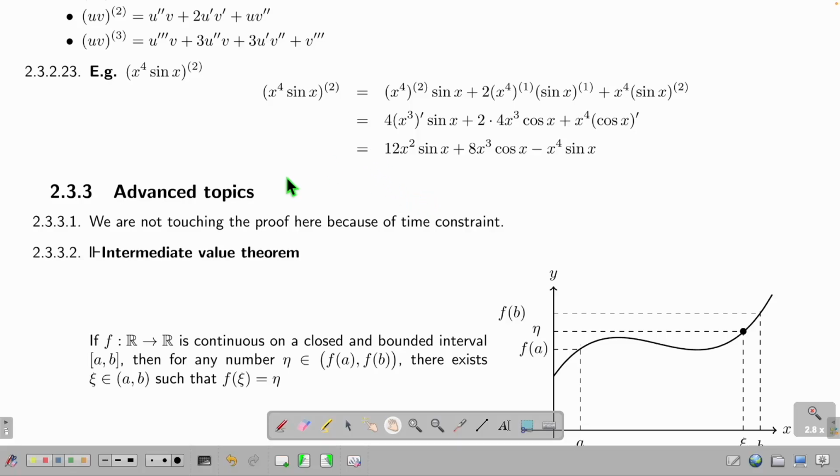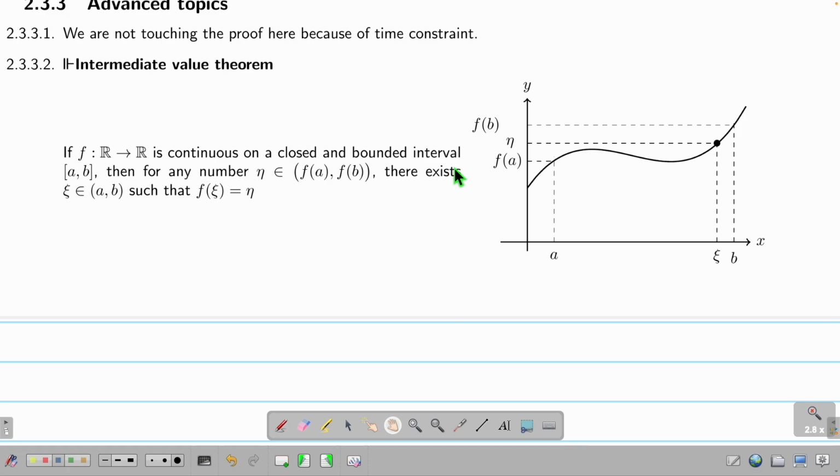Advanced talkback means what? I said this sentence. You don't need to know the proof. You just need to know what it is. So first, we have something called the intermediate value theorem.